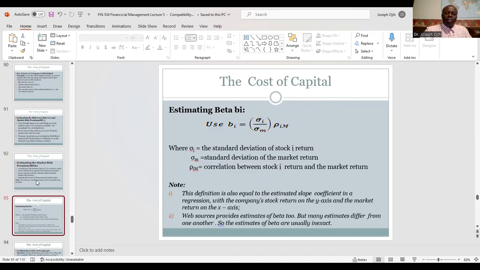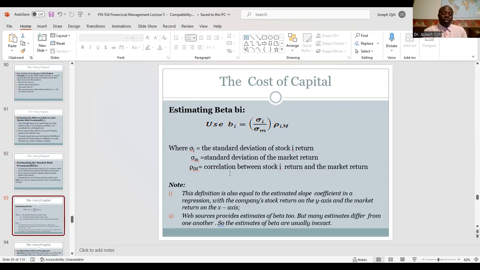Now, how do you estimate beta? Well, you can use this formula here. b_i equals sigma_i over sigma_m times rho_im, where sigma_i represents the standard deviation of the stock i return, sigma_m is the standard deviation of the market return, and rho_im simply means the correlation between stock i return and market return.